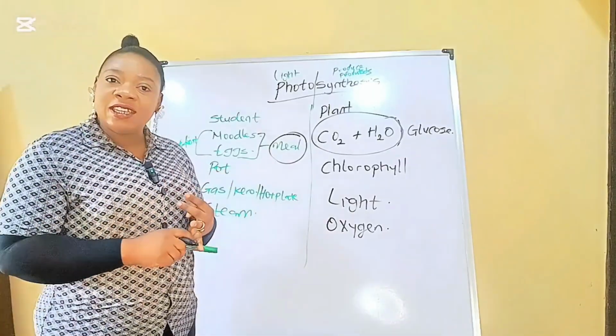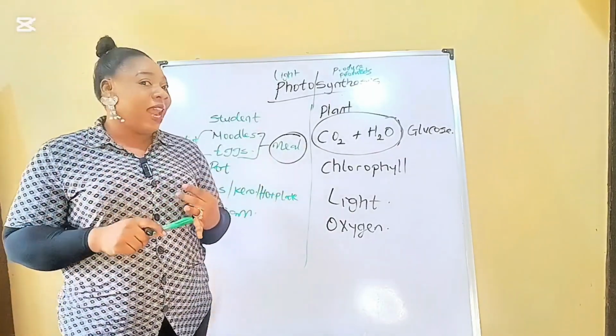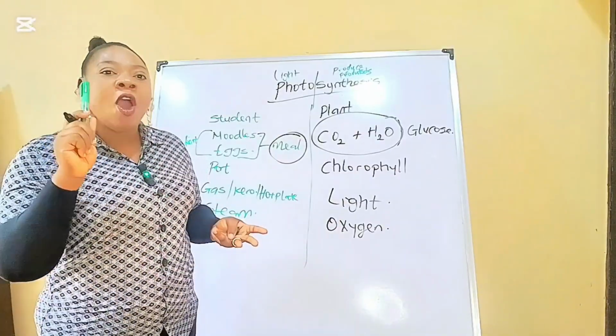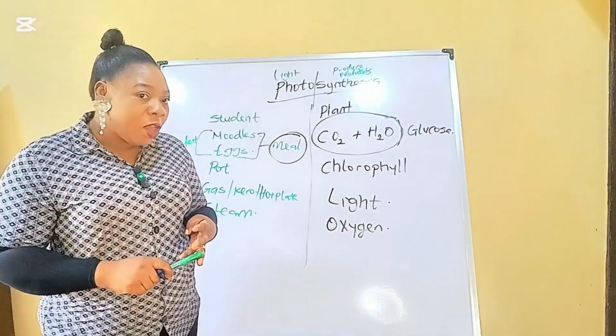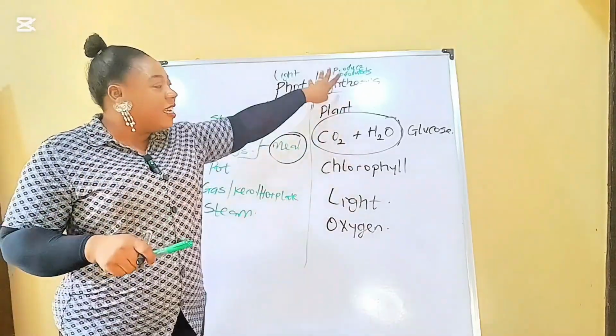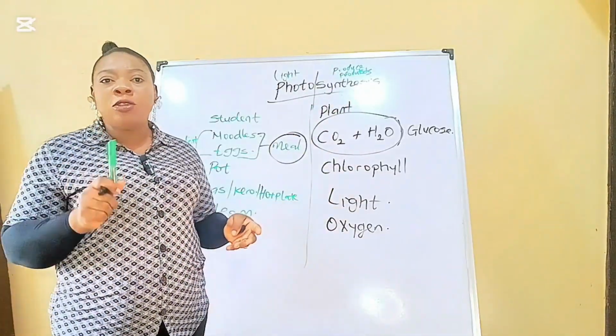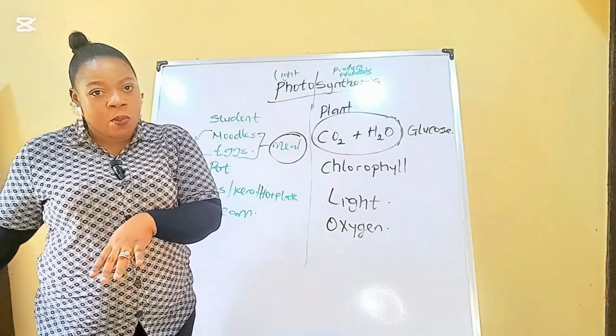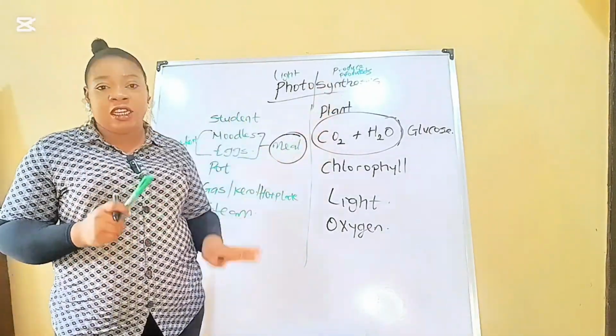So photosynthesis occurs in the presence of light. That is the light energy that we have here. Then also in the presence of chlorophyll, which is here. This is the green pigment that will help in this process. Then also photosynthesis occurs in the chloroplast of the cell. That is where this process takes place.